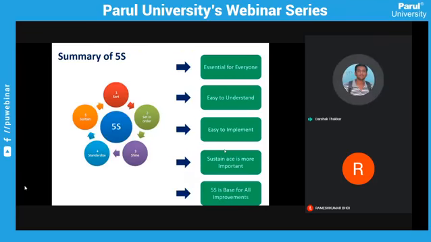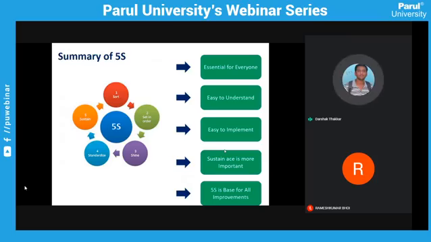Now we can jump over to the summary of 5S. 5S is essential for everyone, and most essential for any industry. It is very easy to understand and implement, but it is also very important, as it is the base of every other tool. We can say it is the pillar of any industry or company. Without 5S, you can't jump into other tools, or into the best quality or total quality management. So 5S is the base.